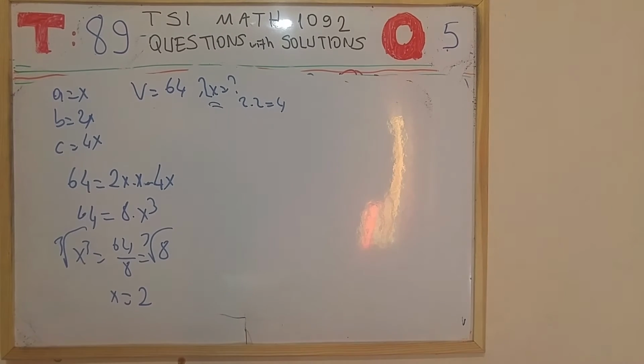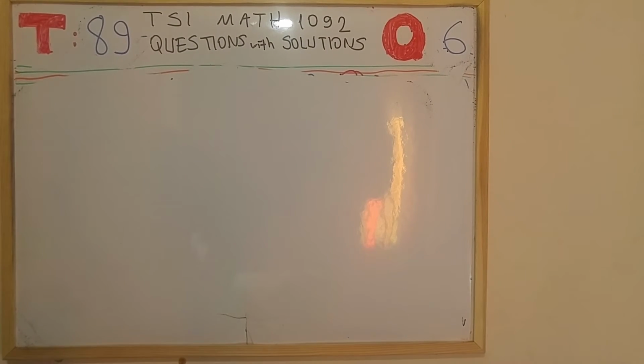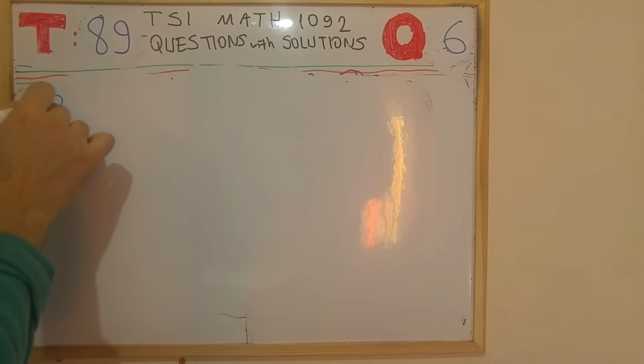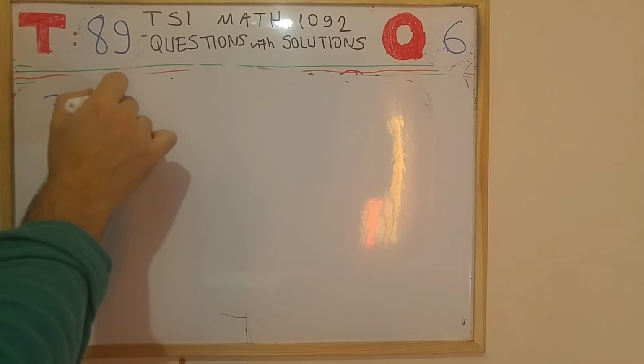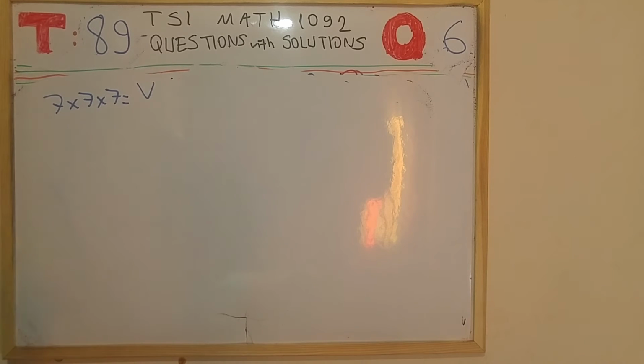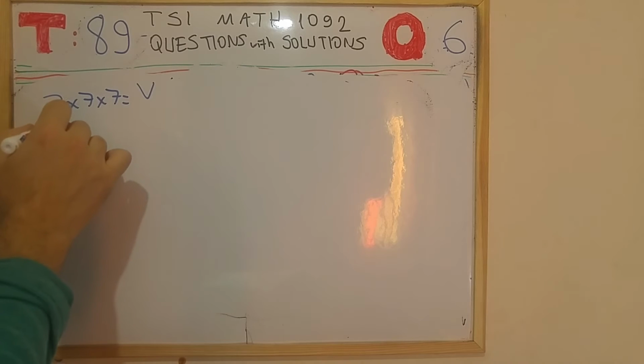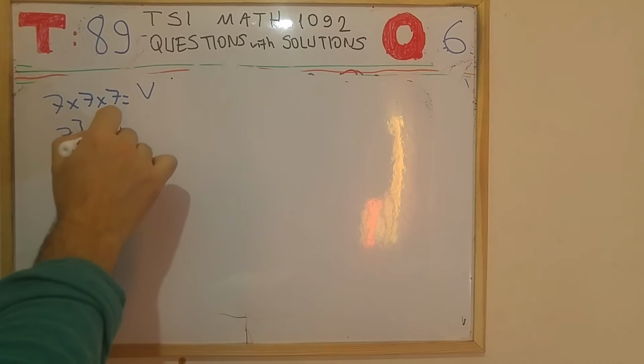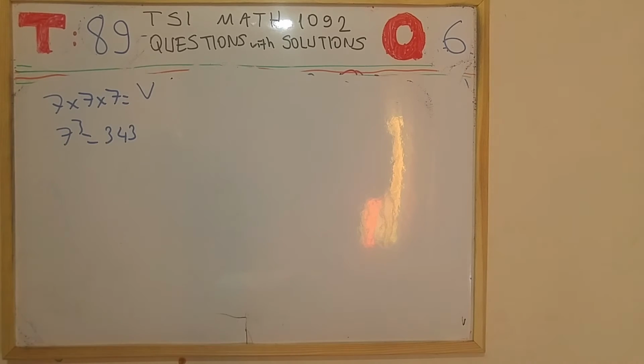We have a prism with dimensions 7 times 7 times 7. Actually, this is a cube, and the volume of this is 7 cubed. That is equal to 343.